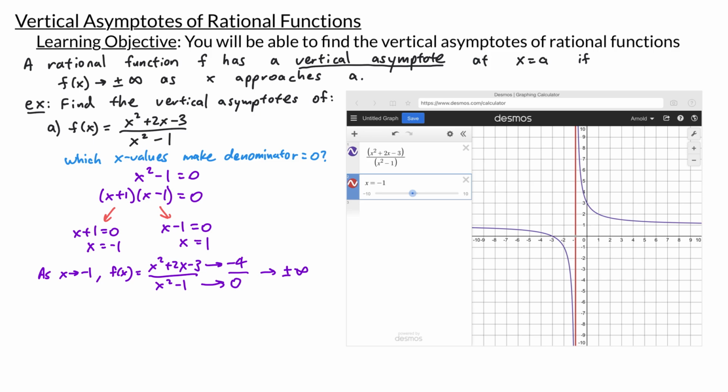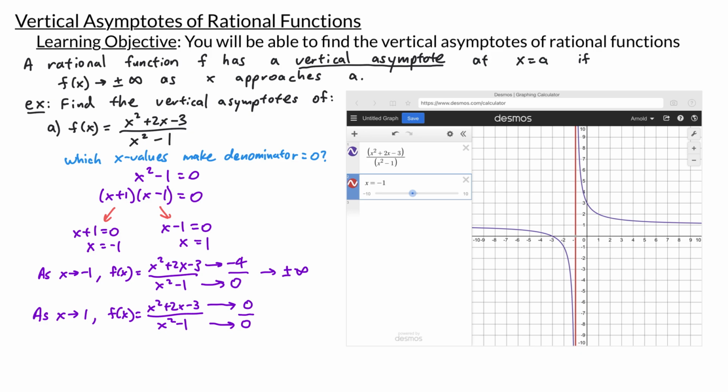Now, on the other hand, we can consider what happens as we plug in x values that get closer and closer to 1. Our outputs, f of x, which is x squared plus 2x minus 3 divided by x squared minus 1. Well, we know that the denominator will get closer and closer to 0, but what happens to the numerator? Plugging in 1 into the numerator, we have 1 squared plus 2 times 1 minus 3, which is 1 plus 2 minus 3. That's going to go towards 0 as well.